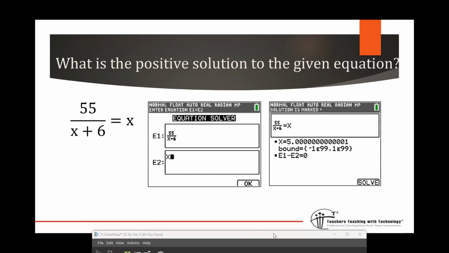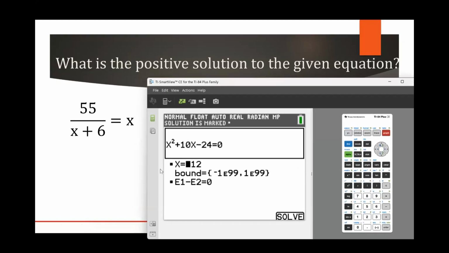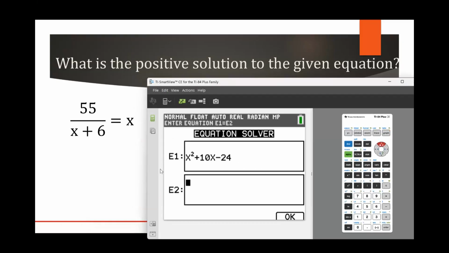Okay, so here's one, right? We're trying to solve this equation. This one's a little more involved.